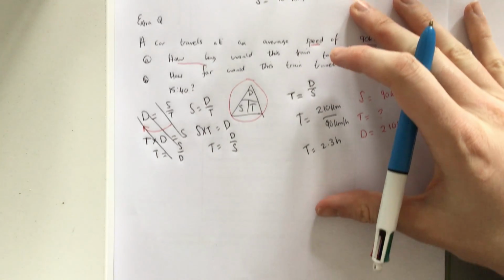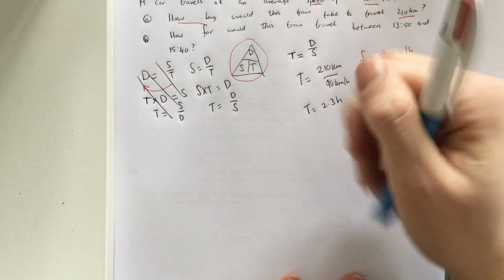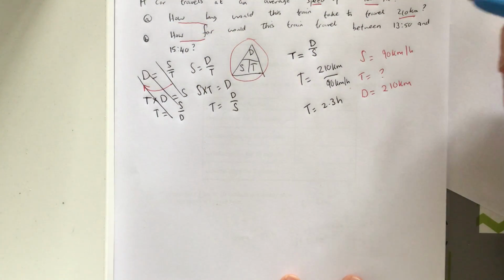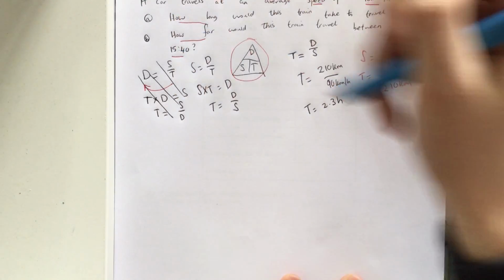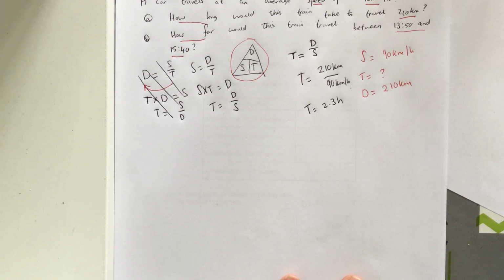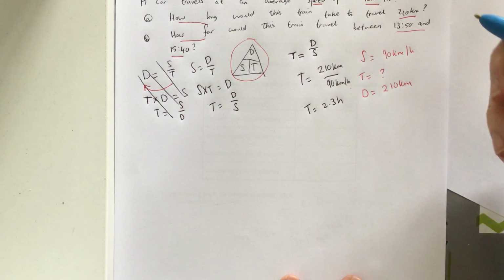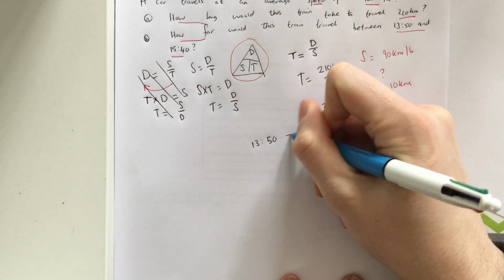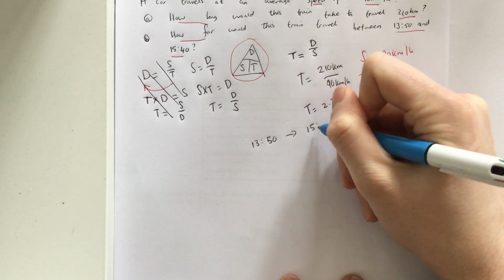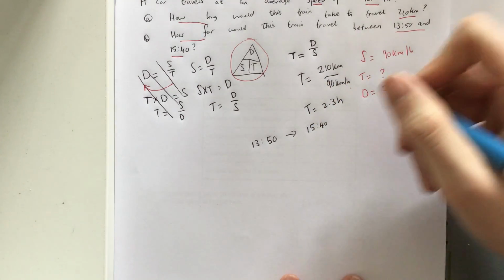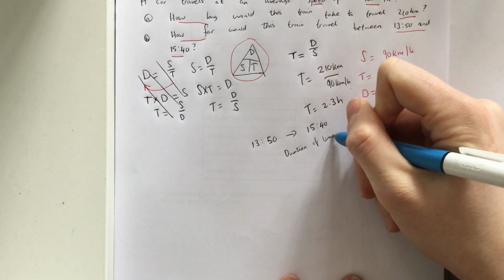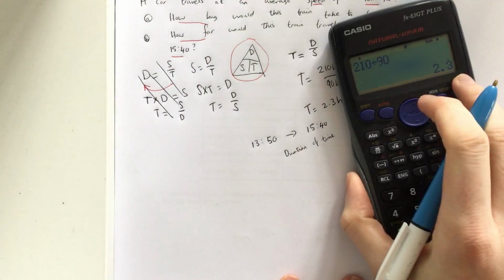Part B then. How far could this train travel between 1350 and 1540? Again, it's good to isolate the information. So we have another journey now. 1350 is when we started the journey, and we finish the journey at 1540. We want to work out the duration of time there first of all.